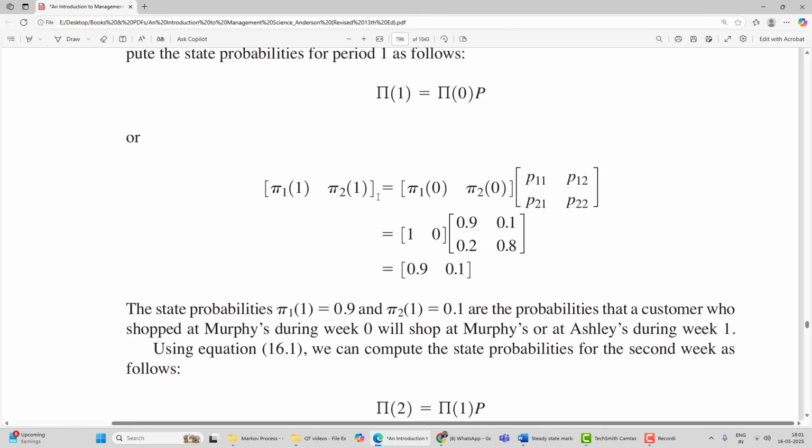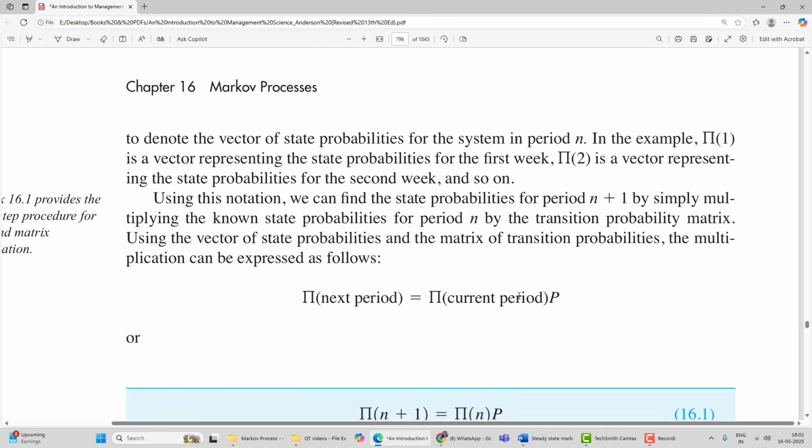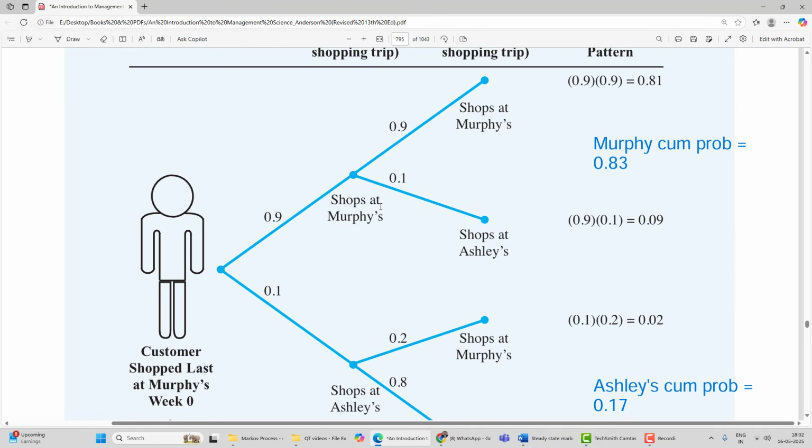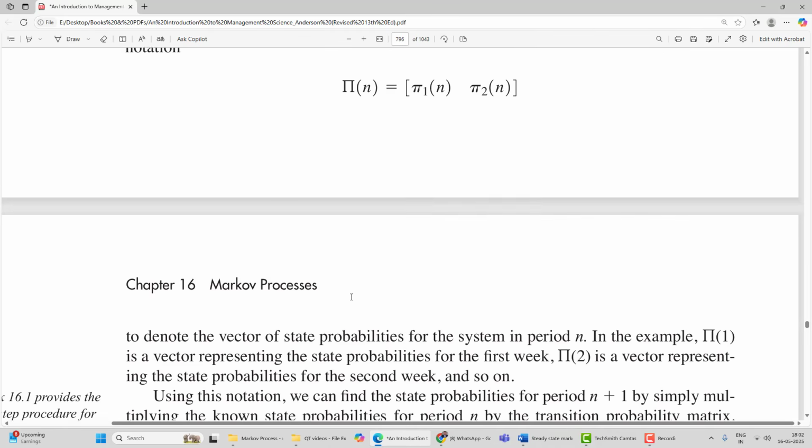When you do this multiplication, you know how to do this multiplication. 1 into 0.9 plus 0 into 0.2 will be coming here. Then 1 into 0.1 plus 0 into 0.8 will be coming here. So the row into first column will occupy your first column, the row into second column will occupy your second column. Clearly after the first period you will get 0.9 and 0.1 as your market share, which also matches with our tree, see here, 0.9 here and 0.1 here, right? So that's what is going to be the first period market share.